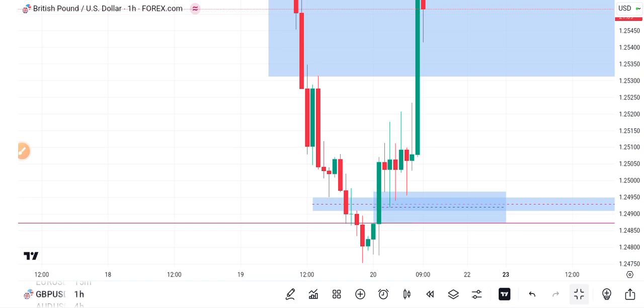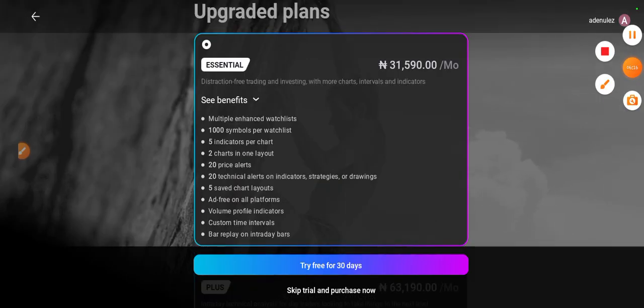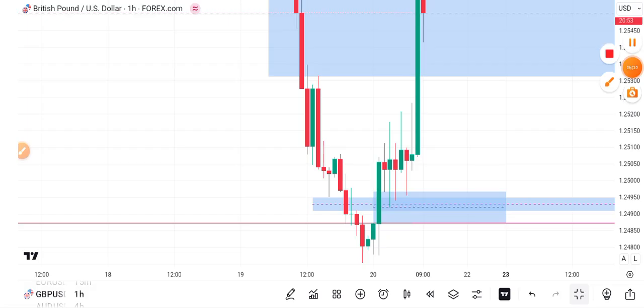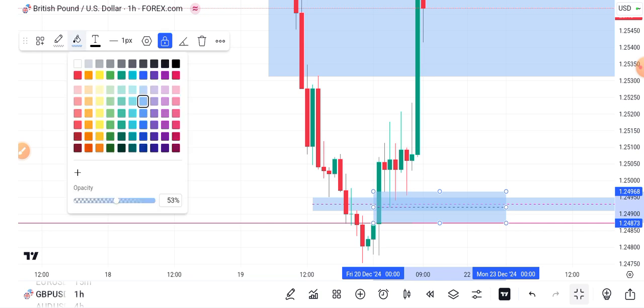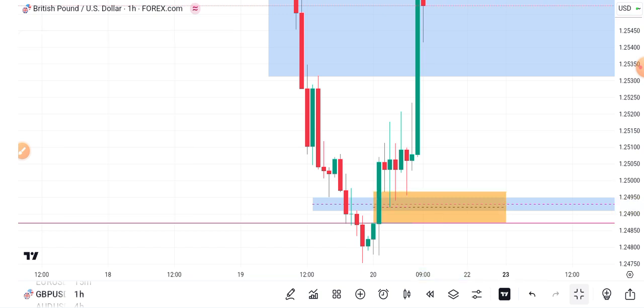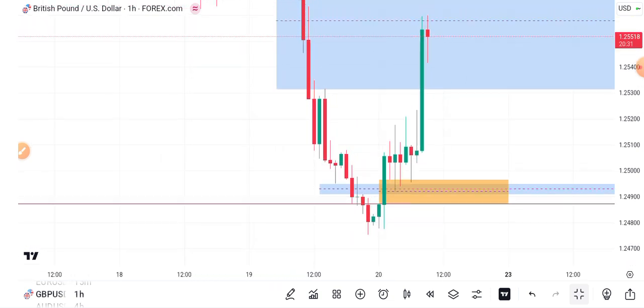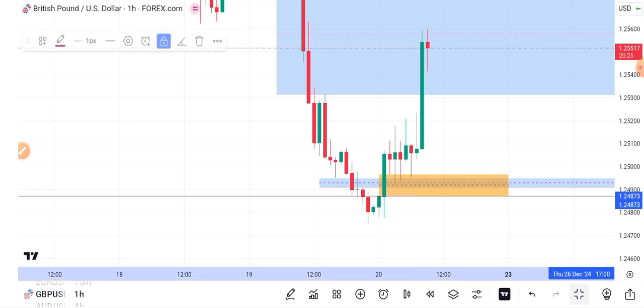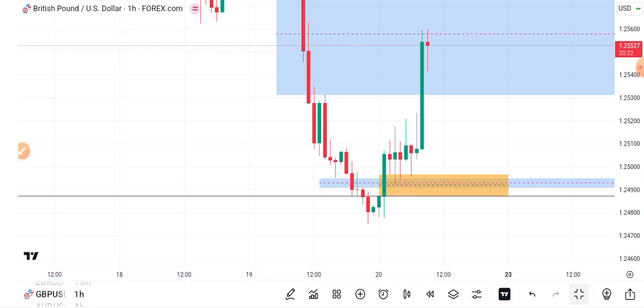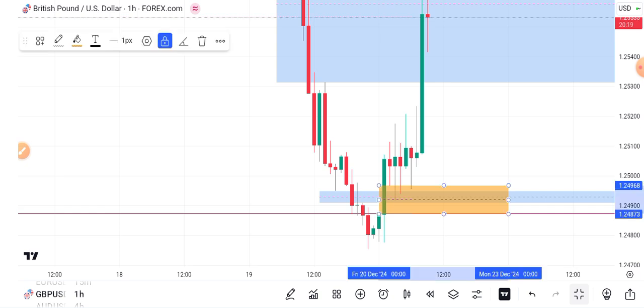I'm going to give that, let me give this another color so that we can differentiate between the 1-hour fair value gap and the other fair value gaps. That's the 1-hour fair value gap in something like orange, while the blue one is the 4-hour fair value gap. So price in fact traded into the 4-hour inversion fair value gap, the 1-hour fair value gap. Now I want to make the 1-hour fair value gap visible below.